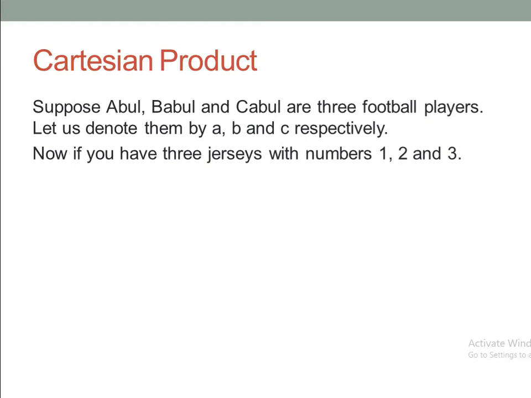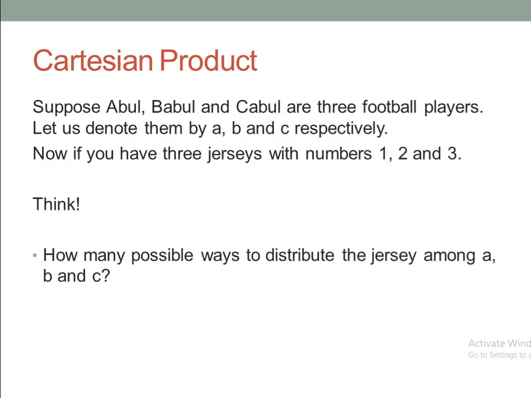Suppose Abul, Babul and Kabul are three football players. Let us denote them by A, B and C respectively. That means small a represents Abul, small b represents Babul and small c represents Kabul. Now if you have three jerseys with numbers 1, 2 and 3, think how many possible ways to distribute the jerseys among A, B and C.